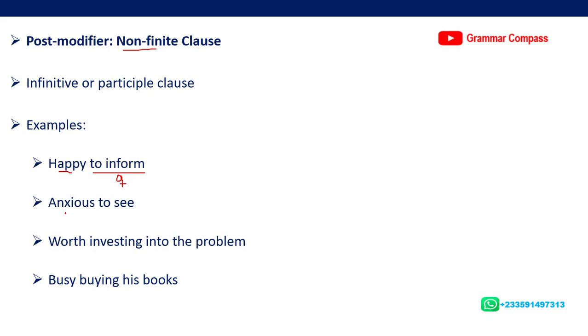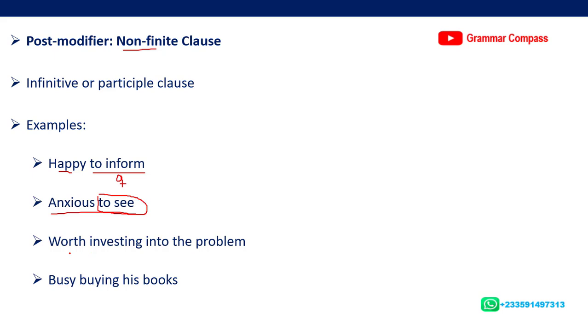Now, I am anxious to see. Anxious is an adjective head. It is the head of the adjective phrase anxious to see. Anxious is the head, whilst to see is an infinitive qualifying the adjective head. Now let us see where participle clauses or participial clauses also serve as qualifiers in the adjective phrase.